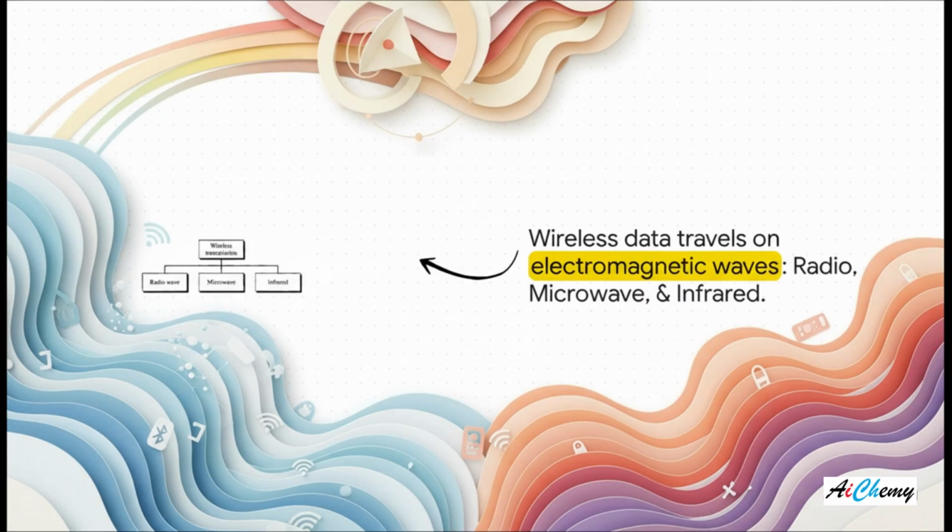For what we're talking about, the three main carriers are radio waves, which you know from Wi-Fi and Bluetooth, microwaves, and infrared. They're all part of the same big family, the electromagnetic spectrum, just different frequencies with very different abilities.